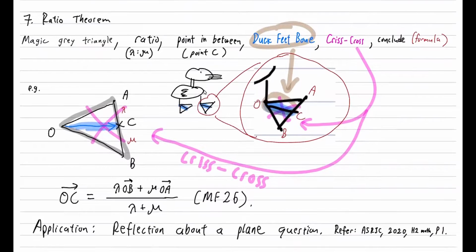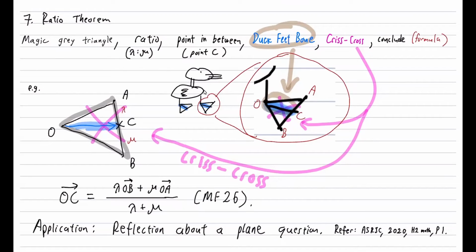Okay, now I give you some weird, funny story to help you remember. Make sure you remember. You go and check your MF26 ratio theorem, and you know how to use it. So magic gray triangle. Ratio lambda is to mu. Lambda and mu. Sorry, I should write down. Lambda is to mu. They are Greek letters. They represent numbers. Can be any numbers. Lambda is to mu. And a point in between, a point C, a duck feet bone, crisscross, and then conclude.